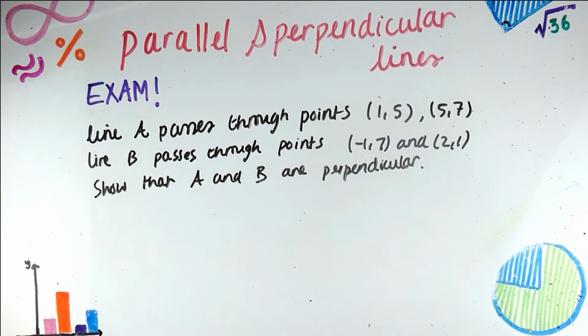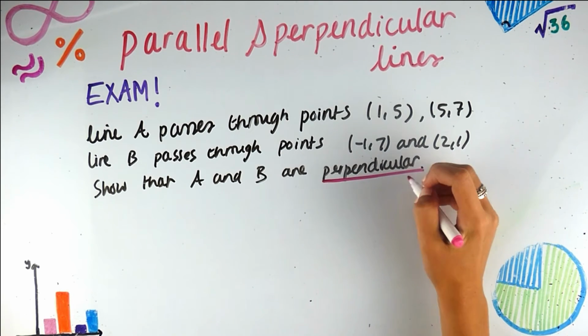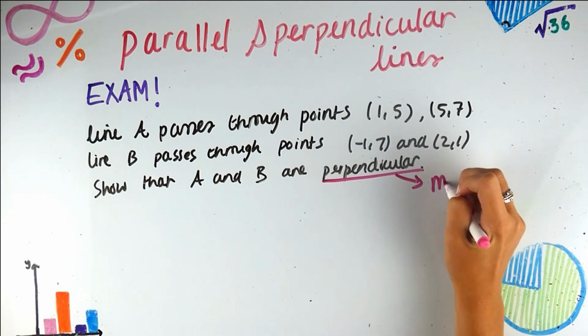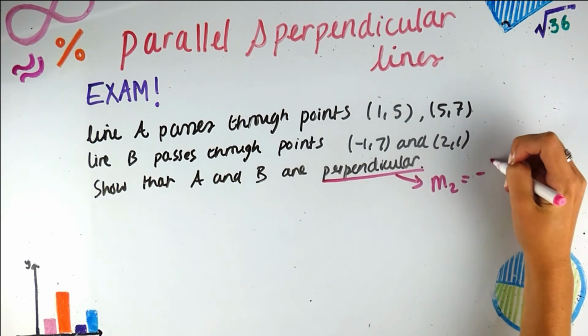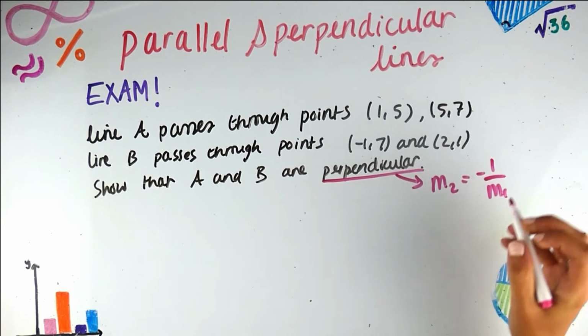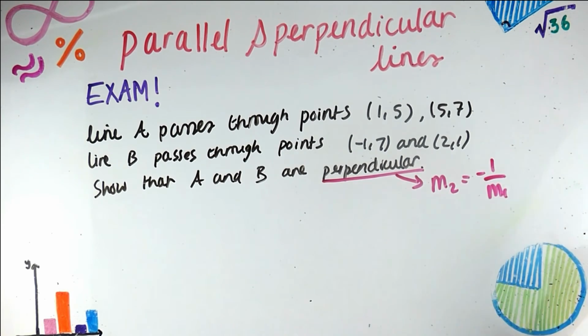Okay, so this question, a bit different. Line A passes through points (1, 5) and (5, 7). Line B passes through points (-1, 7) and (2, 1). Show that A and B are perpendicular. So what are we trying to show? For perpendicular, we're trying to show that the gradient of one is -1 over the gradient of the other. You change and flip the sign, you get the other one.